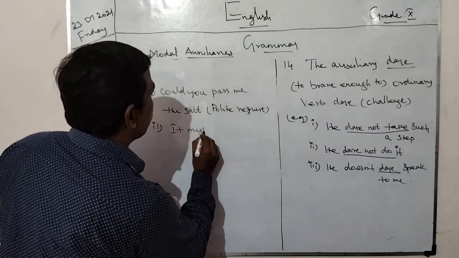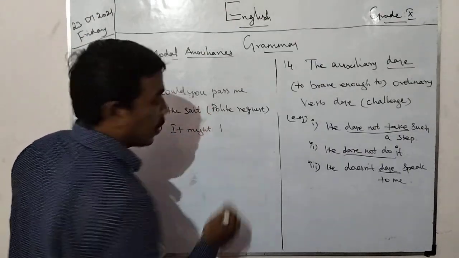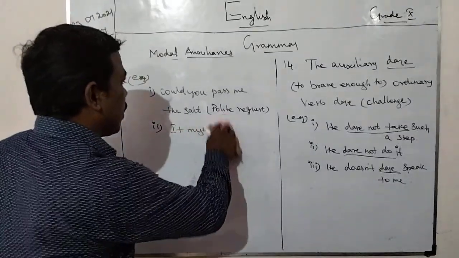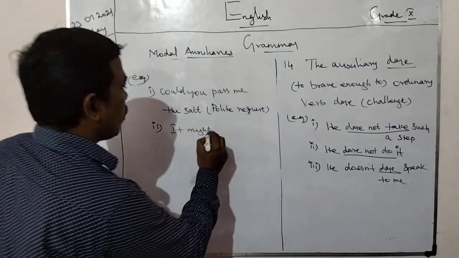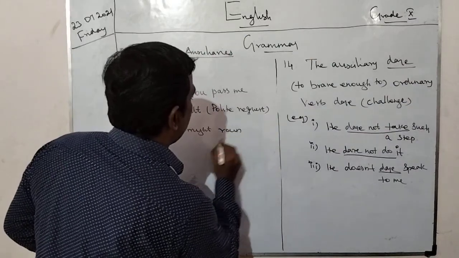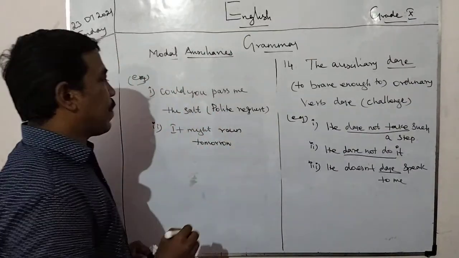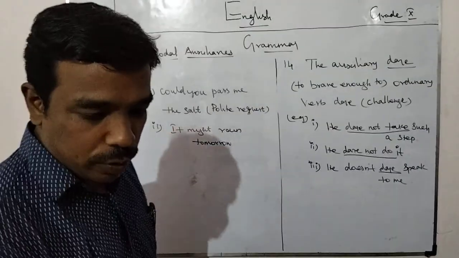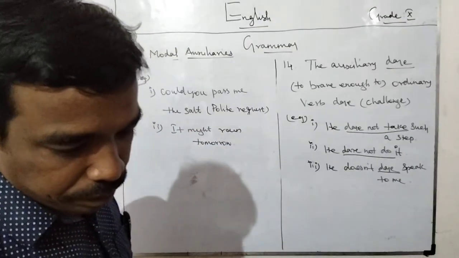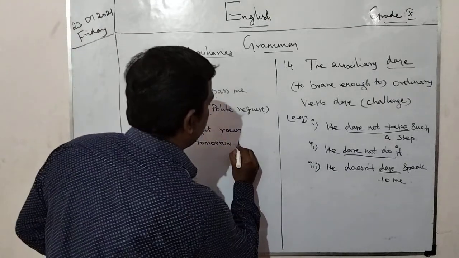It might rain. Okay. It might rain. The next one is it might rain tomorrow. Okay, it might rain. Less possibility. I already said, less positive.